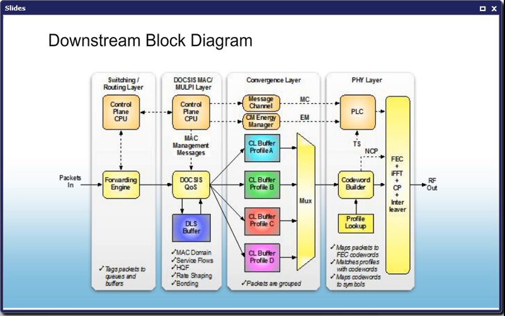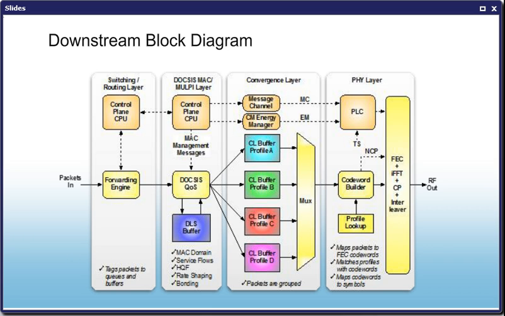So we pull all this together and we take a look at what the downstream block diagram looks like. We have packets coming through a forwarding engine. They go down into the cross engine where we apply the DOCSIS rate shaping. There's a DLS buffer that holds onto packets. Each packet gets tagged with a profile that it belongs to. These go into profile buffers. From there, the PHY layer is able to take bytes out of these profile buffers and map them into FEC code words. And that's where we have the code word builder.